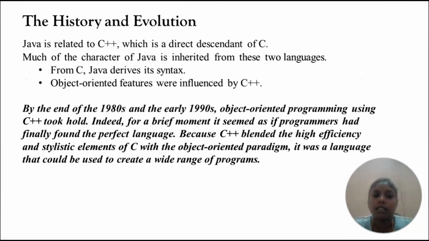Java is retrieved from the base of programming languages. Java is related to C++ and is a direct descendant of C. The main concept of C from which Java is derived is the syntax. The object-oriented features are influenced by C++.